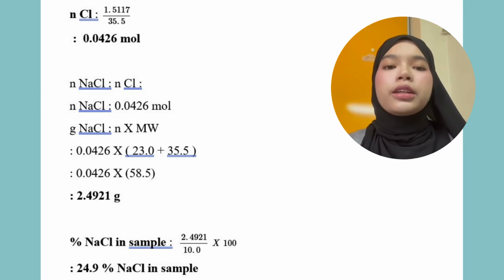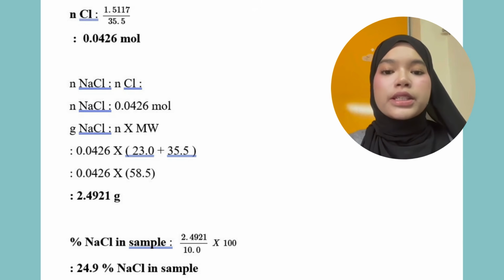Next, we must calculate the mole of Cl, for which we use the formula of mass of Cl over relative molar mass of Cl. Once you calculate, we will receive 0.0426 mole as the answer.